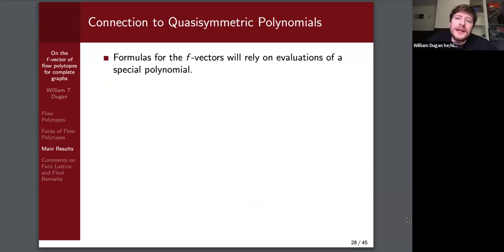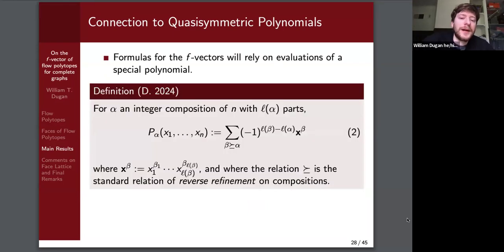the second definition we need is this notion of a special polynomial. This is a polynomial depending on some composition alpha. And this again may look kind of familiar. Given alpha, we're summing over compositions beta greater than alpha, where the order that we're using is reverse refinement. I'll give an example of this in a second. We're taking -1 to some power, and then a product of variables determined by beta, so just x_i to the beta_i for your composition beta.